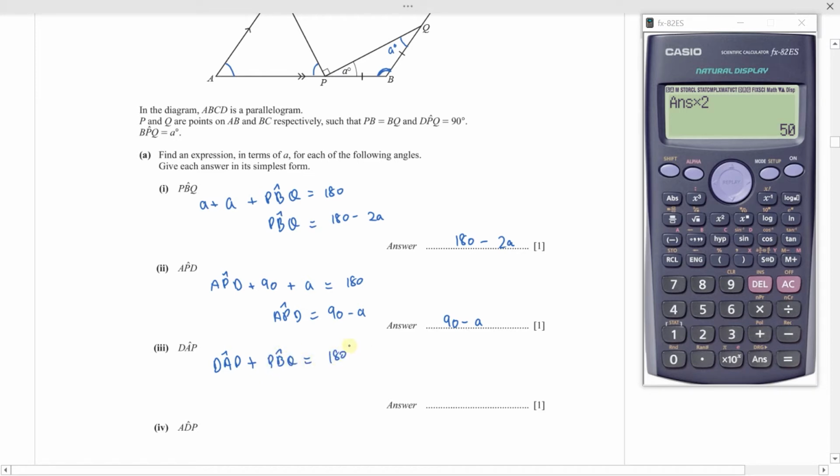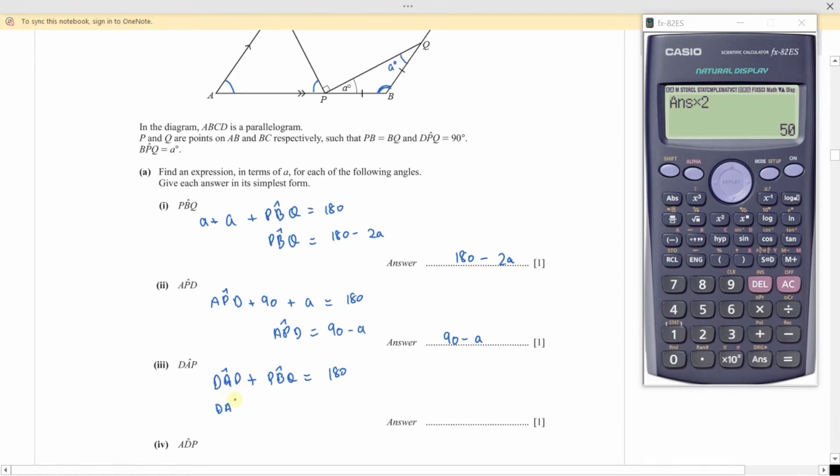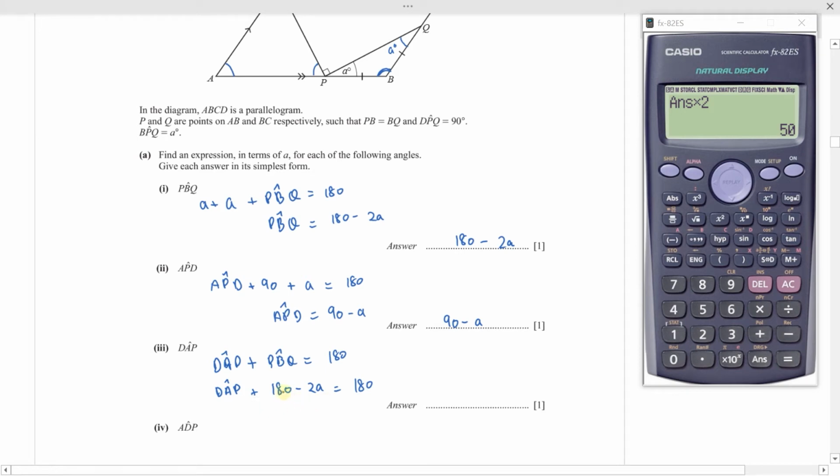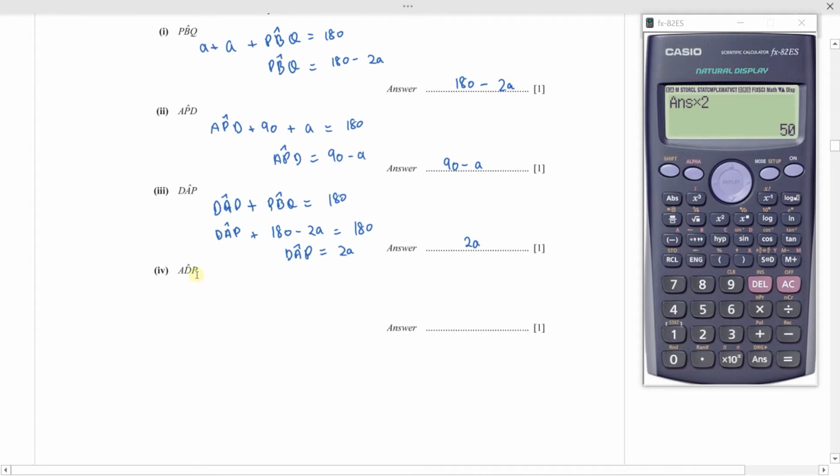should equal 180 degrees, and you have calculated PBQ in your first part here. So let's substitute that value. So angle DAP plus angle PBQ is what? 180 minus 2A. Angle DAP plus 180 minus 2A should equal 180 degrees. So now if I calculate the value here, I will get 180. I'll take it to the other side. It will become 0. So DAP will be simply 2A. So your answer here is 2A. Next is angle ADP.